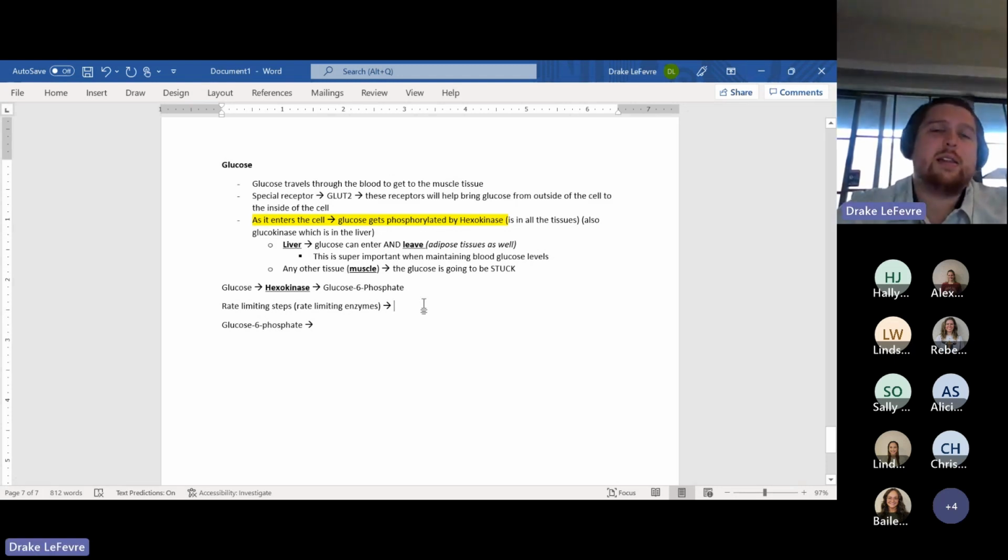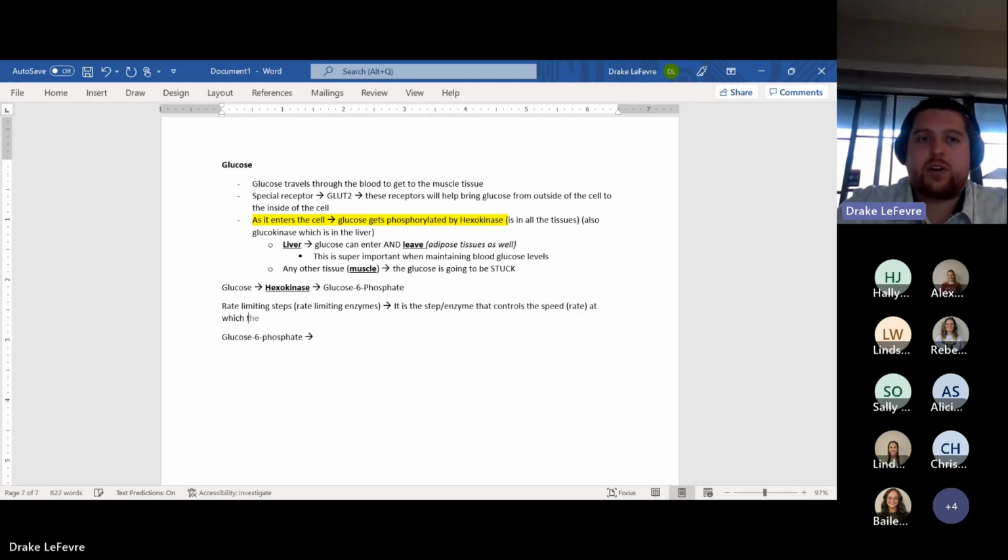Okay, so a rate limiting step or a rate limiting enzyme is exactly what it is saying in the name. It is the step or the enzyme that controls the speed or the rate at which the reaction is going to happen. Or either the reaction or the whole process is going to happen.